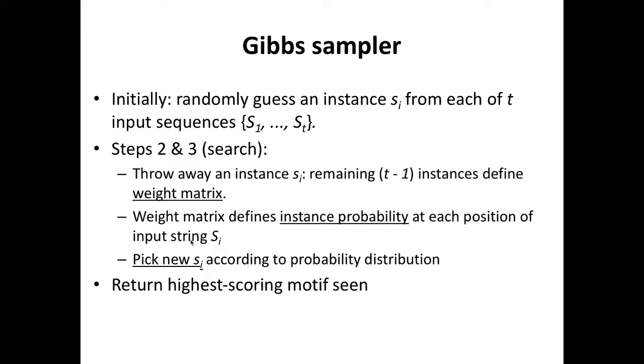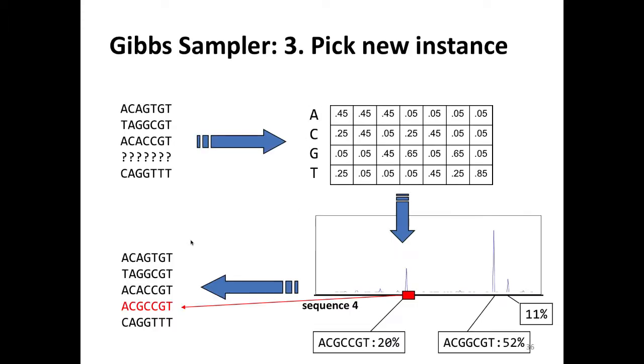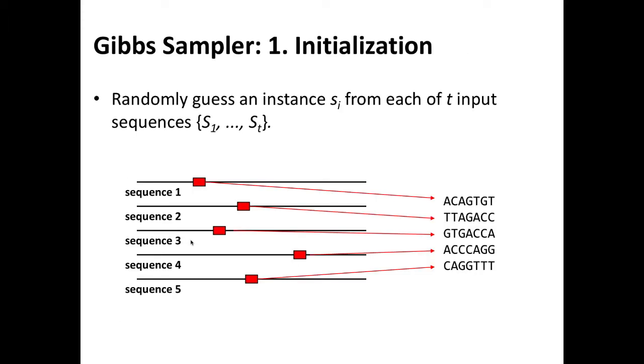I'm just wondering, if you're picking randomly, why not just start from the beginning and scan the whole thing? Yeah, that's a good question. Why not start from the beginning and then scan the whole thing?